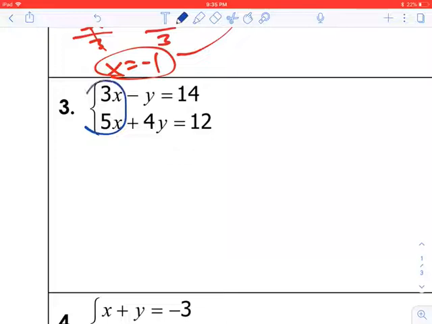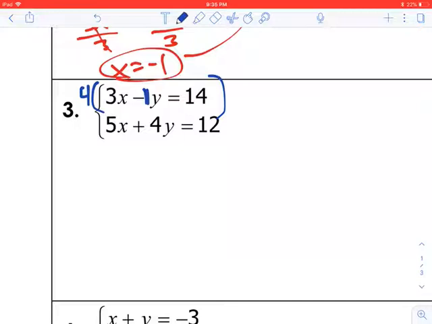Okay, 3 doesn't go into 5, so let's do this one. This time, though, they already have opposite signs. So I don't need to multiply by -4. I just need to multiply by 4 because it's going to be -4 and +4. So multiply the top. That's 4 times 3 is 12x. 4 times -1 is -4y equals 4 times 14, which is, drawing a blank, 56.